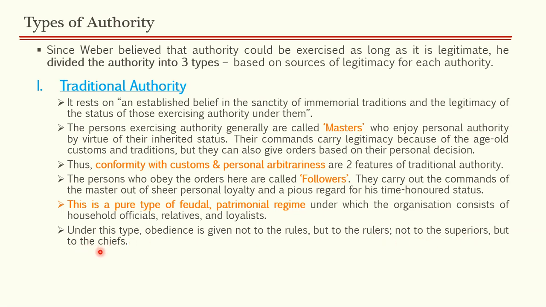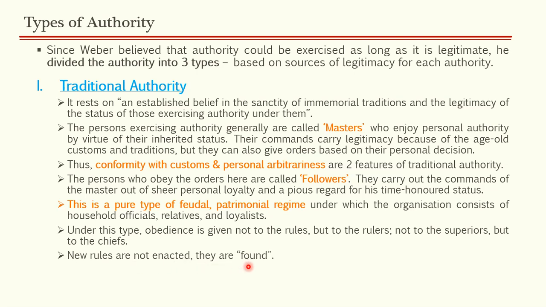Not to the superiors but to the chiefs. So basically any type of organization consists of different levels, right? So there are superiors at every level. There are managers at every level. If you consider today's industries and companies, there are managers and superiors at every level, and there is a chief of every organization which is at the top. So obedience is to that chief, to the top, and not to the intermediate supervisors. Intermediate supervisors are just carrying out the will of the chief, and they are not given the obedience, but the chief is given. Rules are not given the obedience, but the rulers are. This is the characteristic of traditional authority.